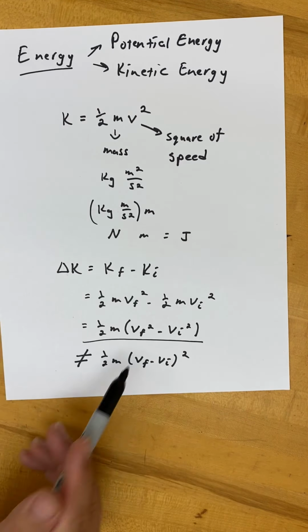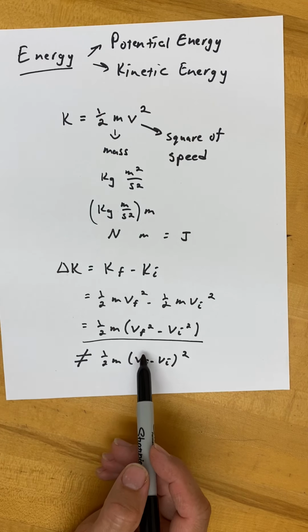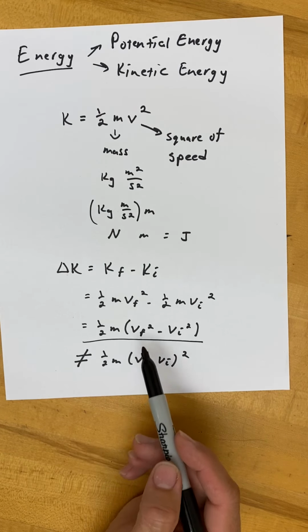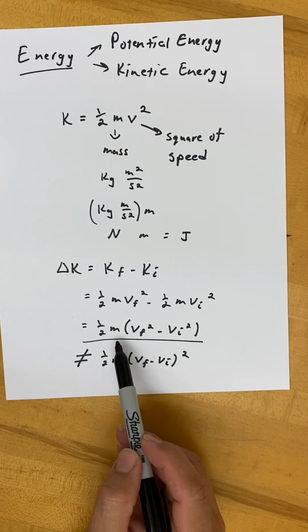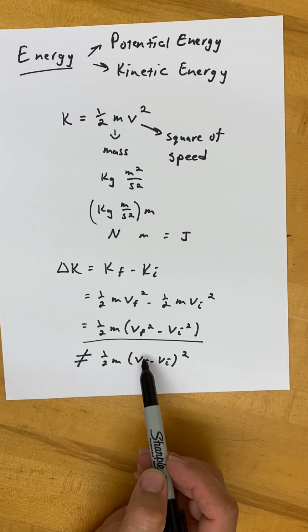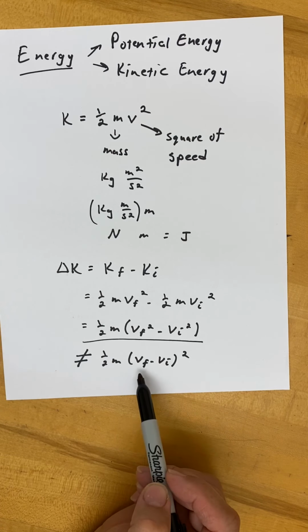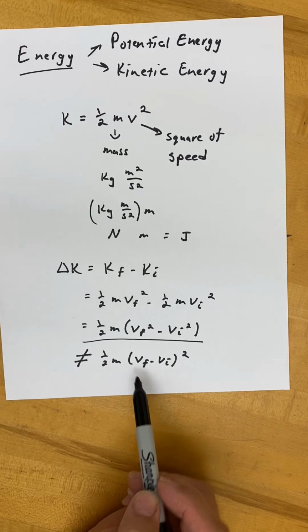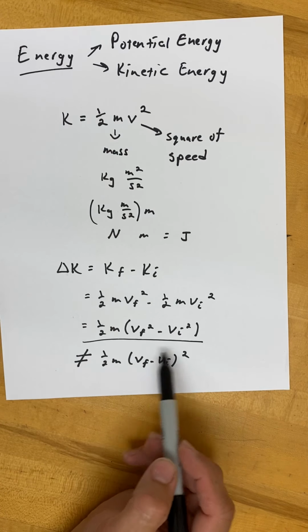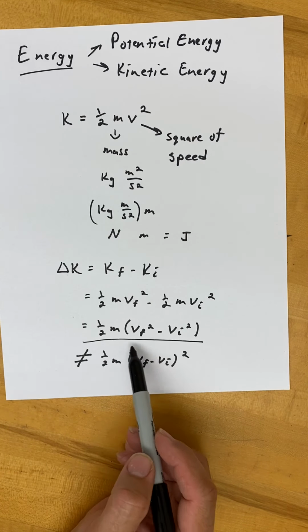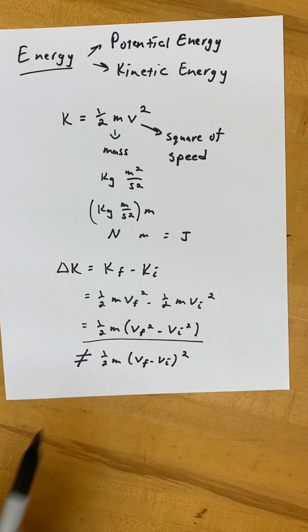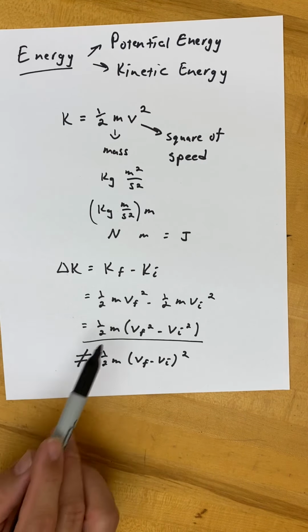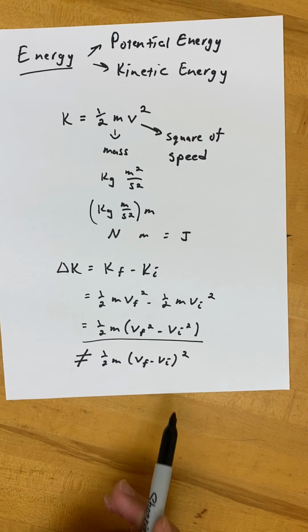But notice this can be positive or negative. If v final is less than v initial, then you get a negative value here. What does that mean? Well, think about what it means. If v final is less than v initial, that means you slowed down. Maybe you stopped. That means the final speed is less than the initial speed. That gives you a negative change in kinetic energy. What has to have happened? Well, some of this kinetic energy left the object.